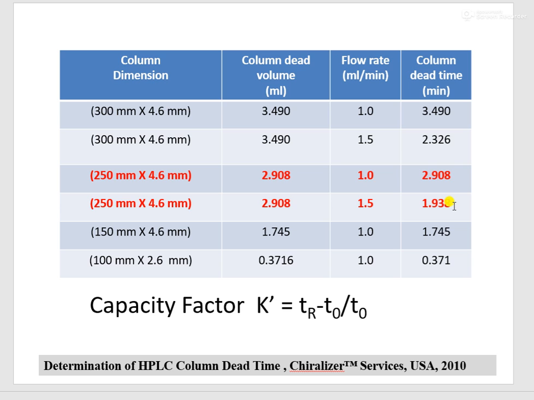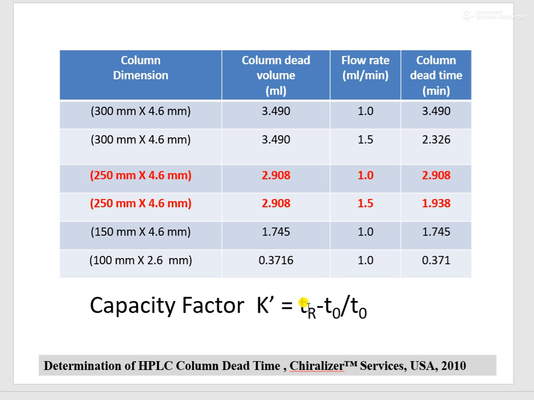So why is this parameter, column dead time, very important? Whenever you develop any method, the retention time of your analyte or sample should be more than the dead time of the column. The sample should not elute out from the column before its dead time. Otherwise, as you know, the capacity factor K dash is given by the equation Tr minus T0 upon T0. So if T0 is higher than Tr, the entire K dash value will be negative, and that is not acceptable.